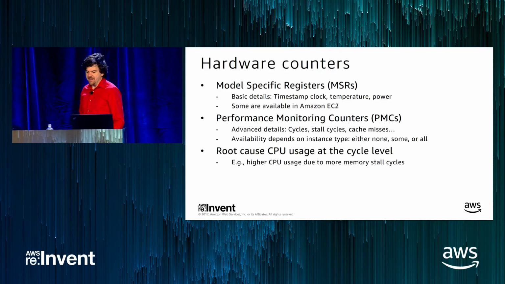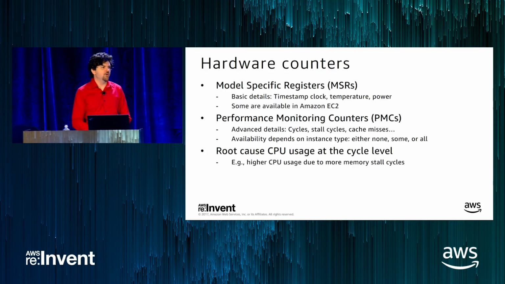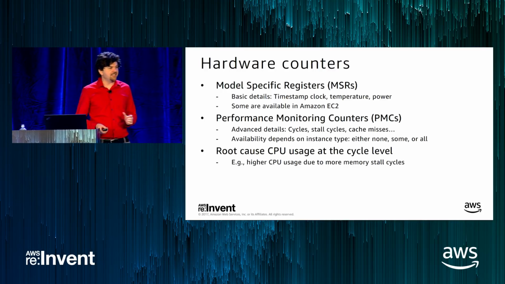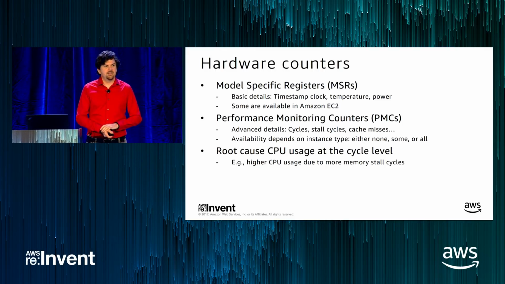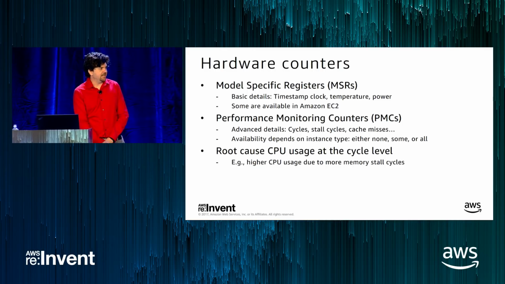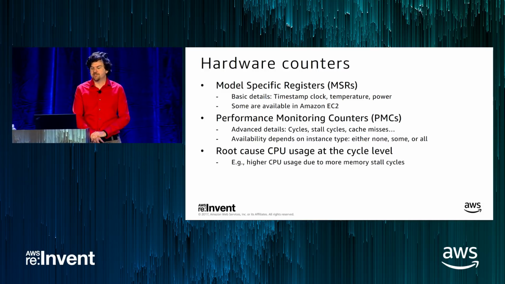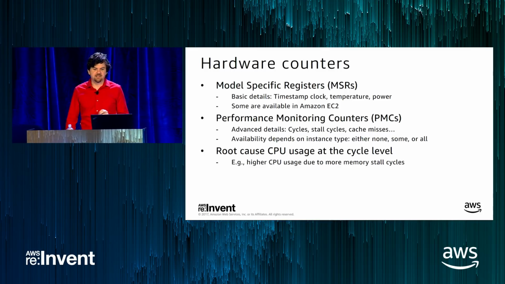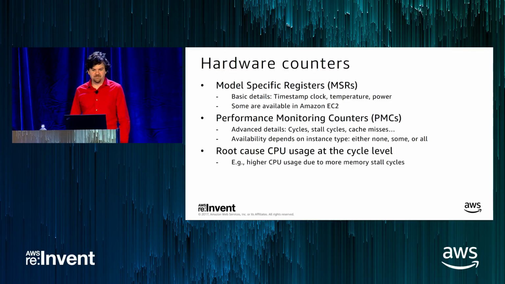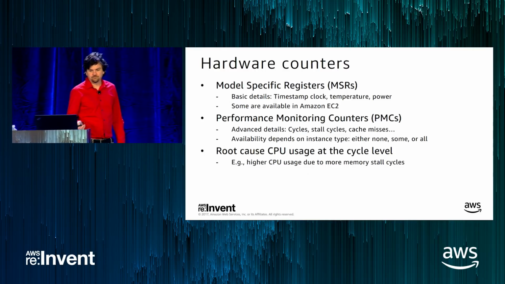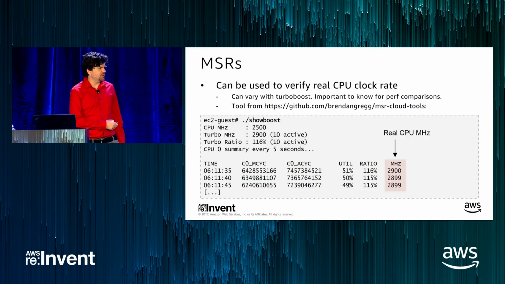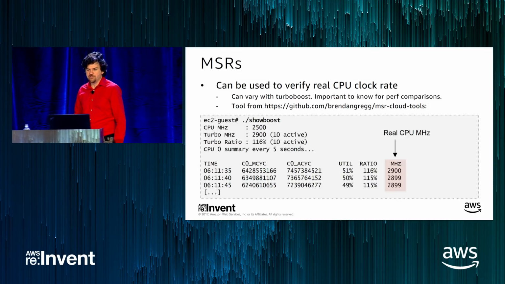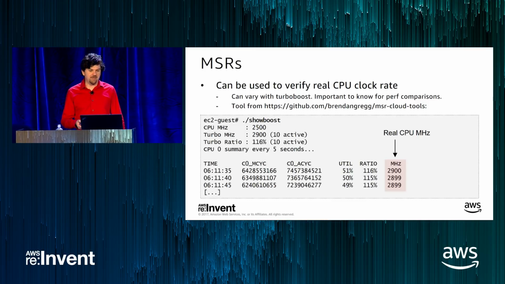Hardware counters are another observability tool worth mentioning, and there are two types: MSRs and PMCs. MSRs have been enabled for a long time, and they give us basic details. That's model-specific registers. I've used them to investigate things like turbo boost. Performance monitoring counters, PMCs, let us do all sorts of cool things, but they've not been enabled in the past on EC2. Here's an example open source tool I wrote for using MSRs that shows the real CPU megahertz.